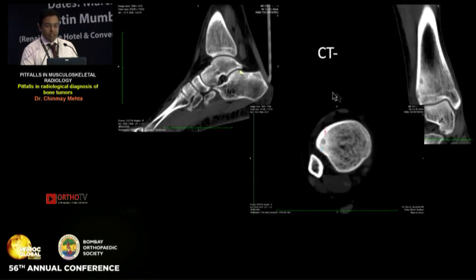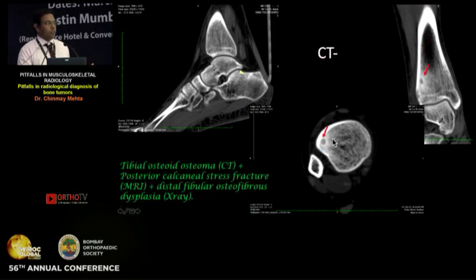So on CT, this is the calcaneal stress fracture. And what do we find in tibia over here? There's a discrete osteoid osteoma. So this patient has a calcaneal stress fracture. There is a tibial osteoid osteoma. And the radiograph showed that there is a fibular osteofibrous dysplasia.